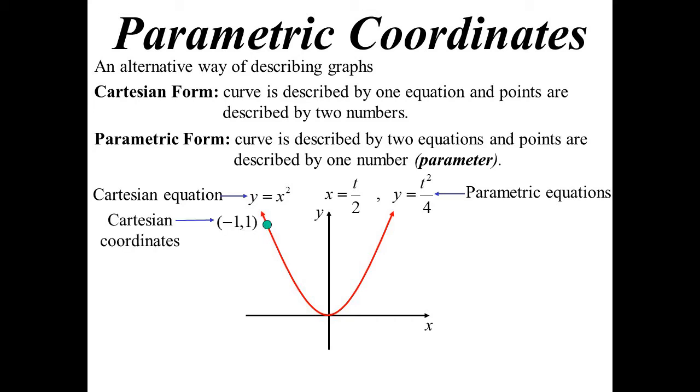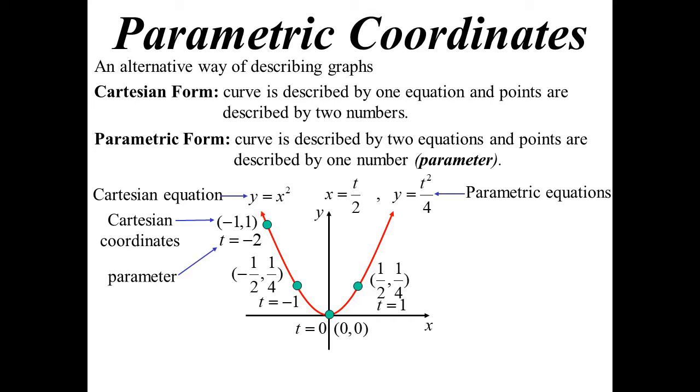So if I was to plot a point, minus 1, 1, well that's the Cartesian coordinates. The parameter for that is t equals negative 2. Because if I was to substitute it into the parametric equations, I would get minus 1, 1. So that's the parameter. Minus a half, a quarter would have a parameter of minus 1. The origin would still have a parameter for this one of 0. There's a half, a quarter, t equals 1, so we've still got that symmetry about it. And 1, 1 would have a parameter of 2. So it's just a different way of describing graphs.